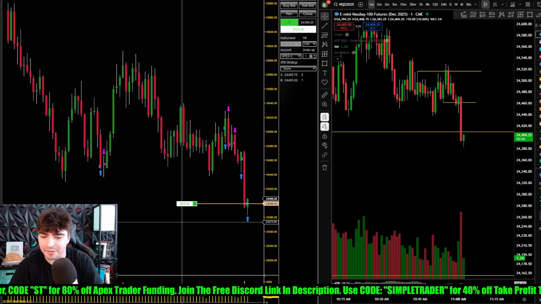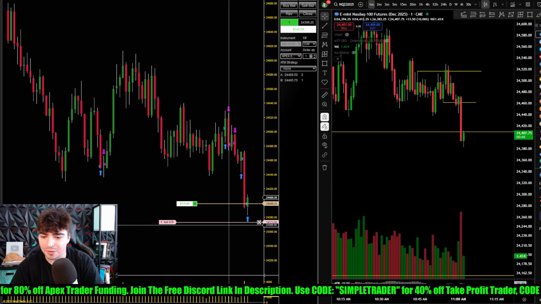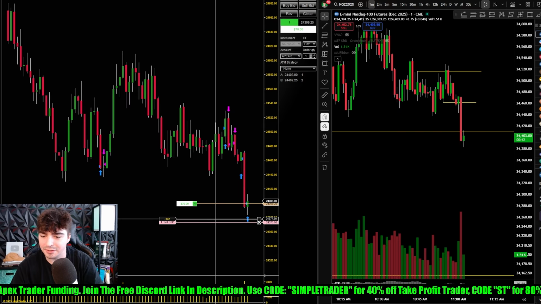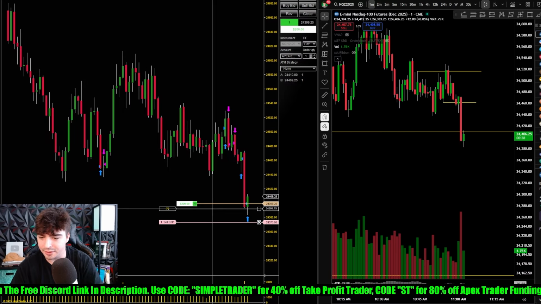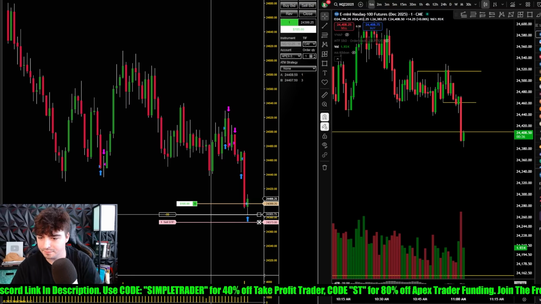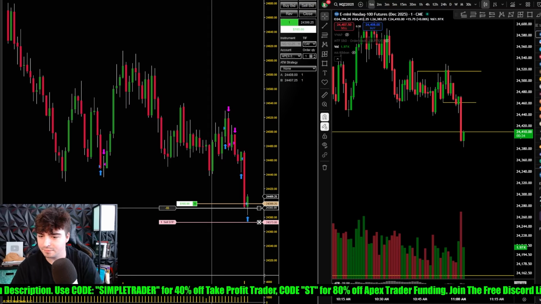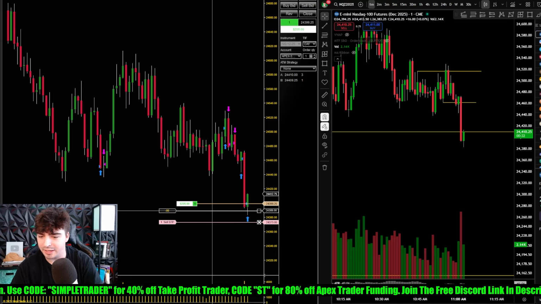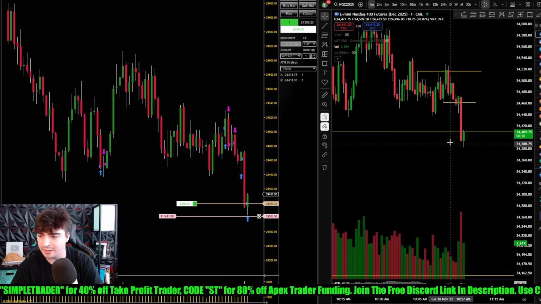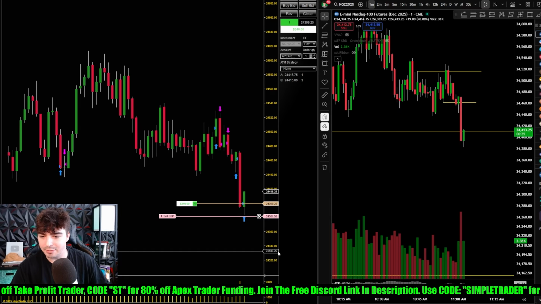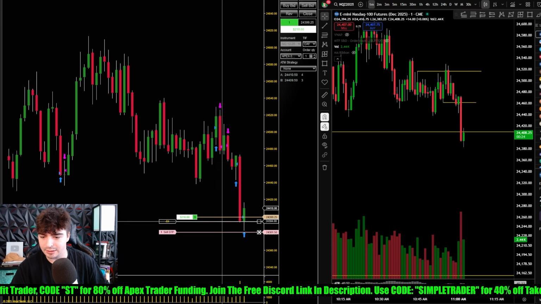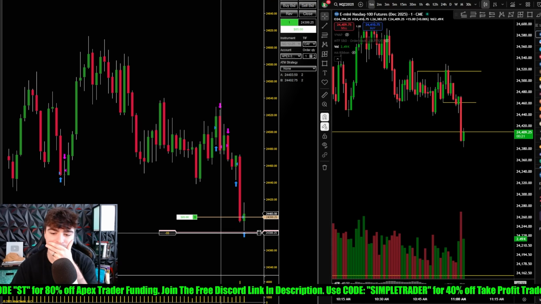May try my luck here. Small, look for a really quick bounce. Really quick reversal if we can get it. 24,400 area. It's got to reclaim that yellow line. You see there. 24,410. It's got to reclaim that and quickly. Come on.